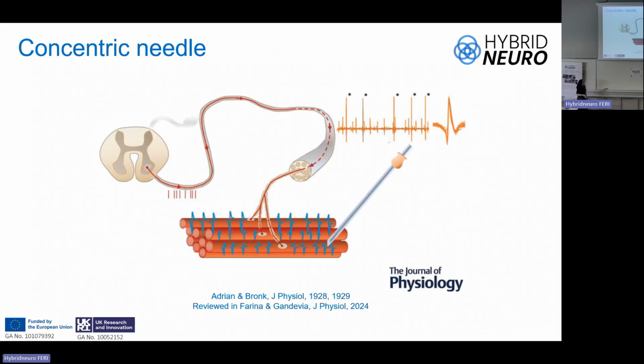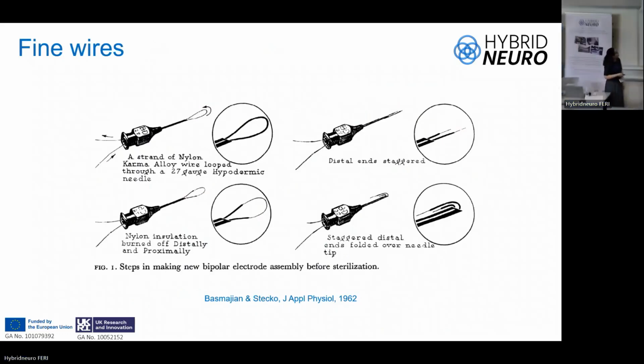The first recording from muscle fibers was done in 1928 using a concentric needle. Again, this type of sensor is very selective, so you can actually see the activity of individual motor units. Then 30 years later, Van Bejan and Stecco proposed the use of fine wires. Fine wires are also very selective, but they are much more flexible and therefore, hopefully, less uncomfortable for the study participants. And in their paper, they also explain how you can build them.